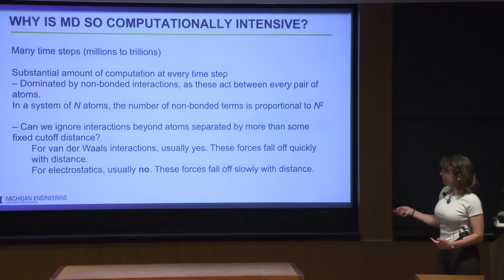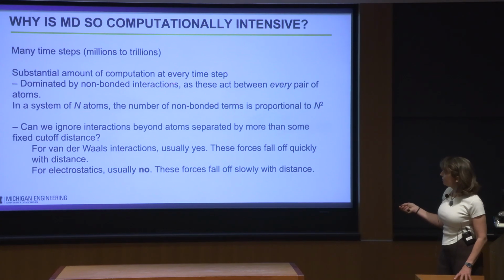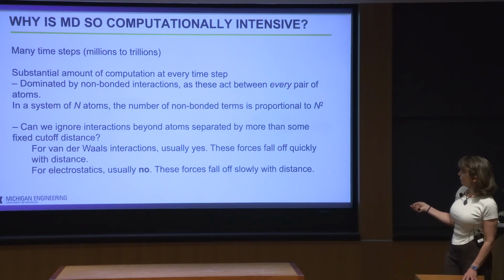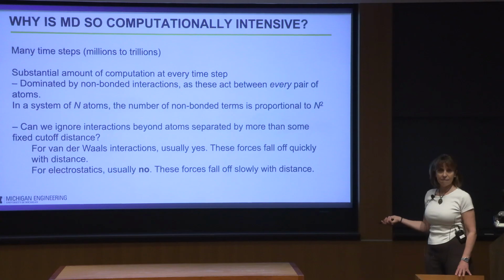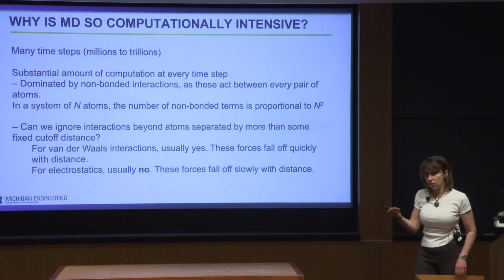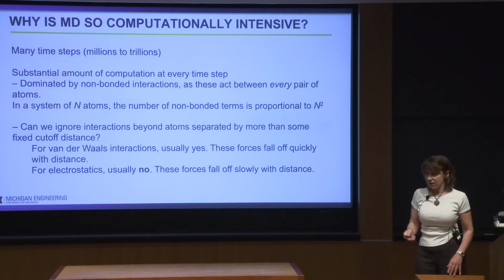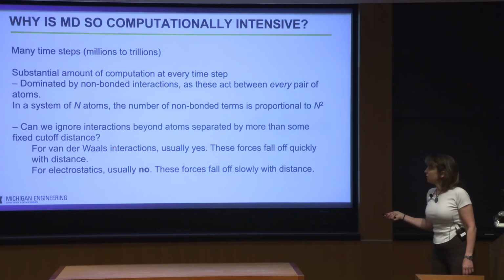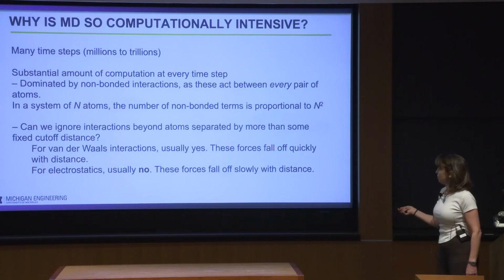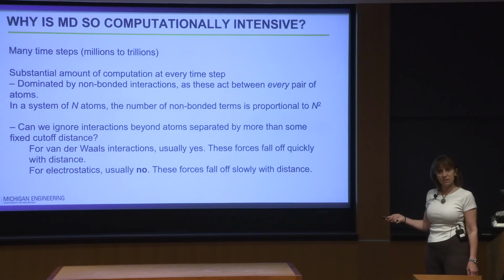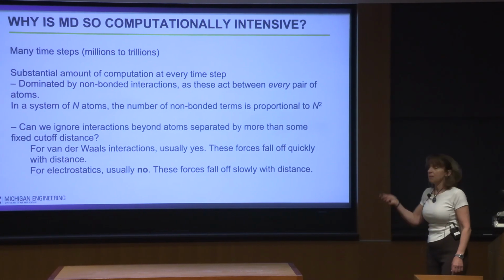Millions to trillions of steps is a huge computation. And again, I want to remind you, because I'll show you a solution, they are very computationally intensive because they're dominated by non-bonded pair interactions. If you have n atoms, as we talked about yesterday, then the number of non-bonded terms is n squared, okay? Then we talked about whether we can ignore all of them. If I am here and this molecule is down there, can I ignore that? You can, if you're looking at a van der Waals interaction, because the forces fall off quickly with the distance.